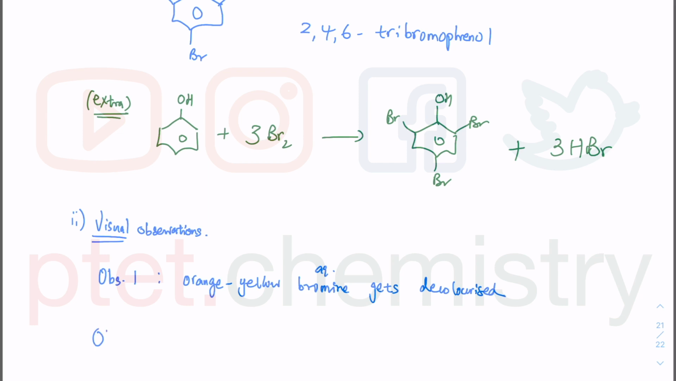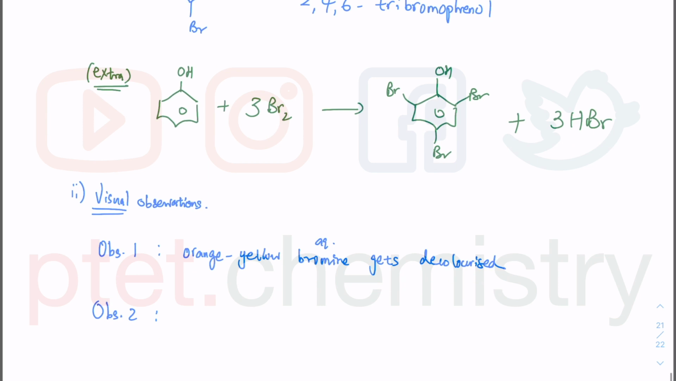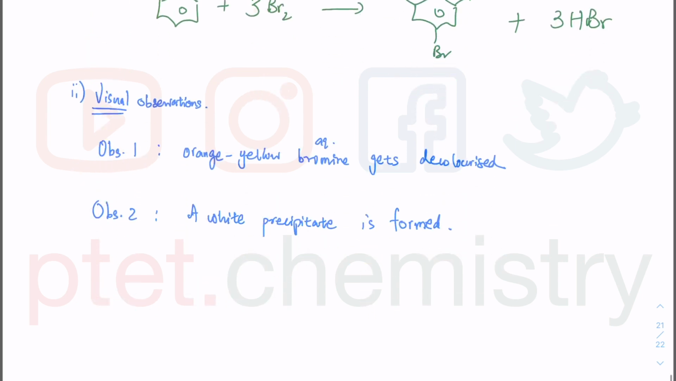Okay, in terms of observation 2, we get a white precipitate because the resulting product 2,4,6-tribromophenol is actually insoluble in water. And where does the water come from? The water comes from aqueous bromine. You are adding excess aqueous bromine. All right, so a white precipitate is formed or a white precipitate is produced.